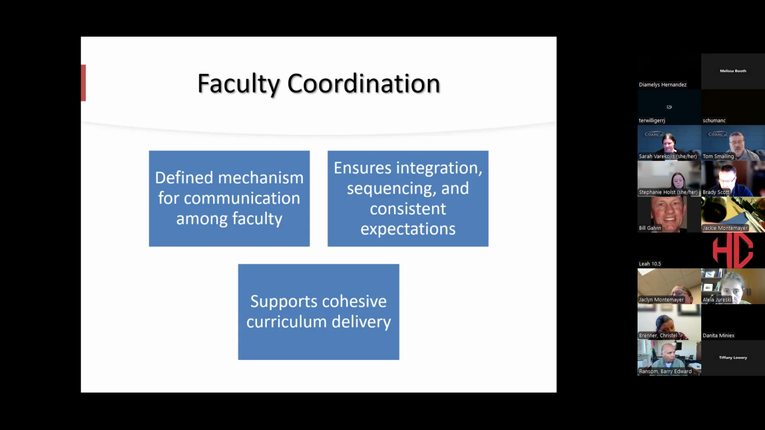Okay? But you're going to have to sit there and regularly talk about sequencing and integration and consistency and putting the plan together, the map together. It's not a program director thing only. It is all the faculty, anyone that teaches. If you can get adjunct teachers involved with it, all your program faculty need to be involved. And all of that supports a cohesive delivery of the curriculum.